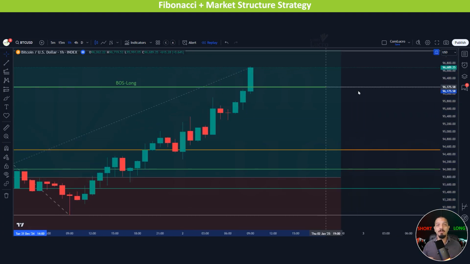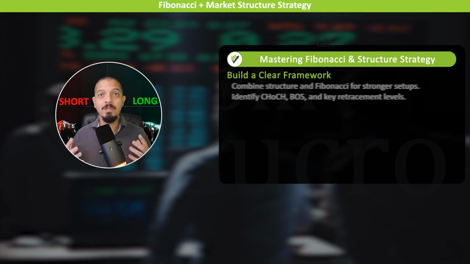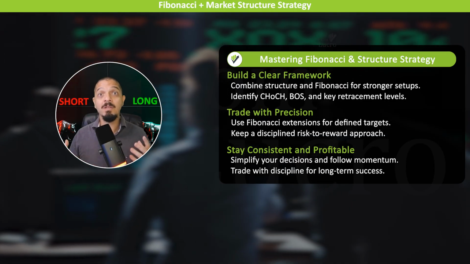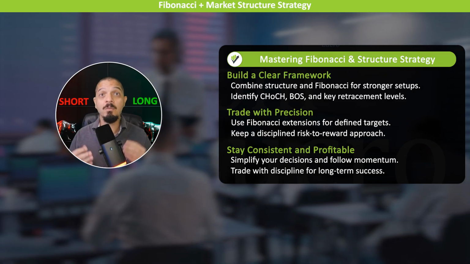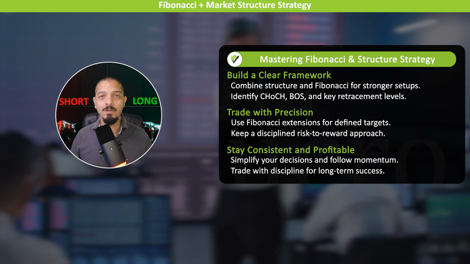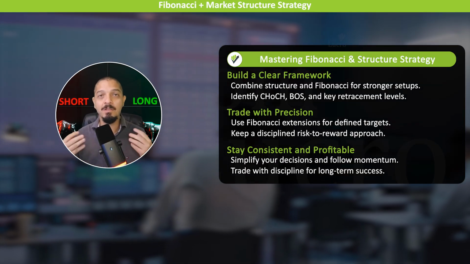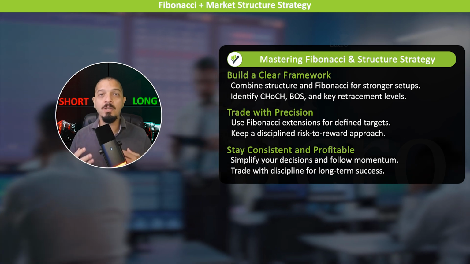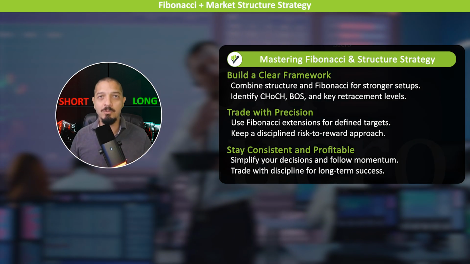And just like before, this setup results in another winning trade, reinforcing the effectiveness of this strategy when executed with discipline and precision. In conclusion, mastering this strategy that combines market structure analysis with Fibonacci tools can significantly enhance your trading approach. By identifying change of character and break of structure, drawing Fibonacci retracement and Fibonacci extension levels, and adhering to a disciplined risk-to-reward ratio, you'll have a clear framework for making consistent, high-probability trades.